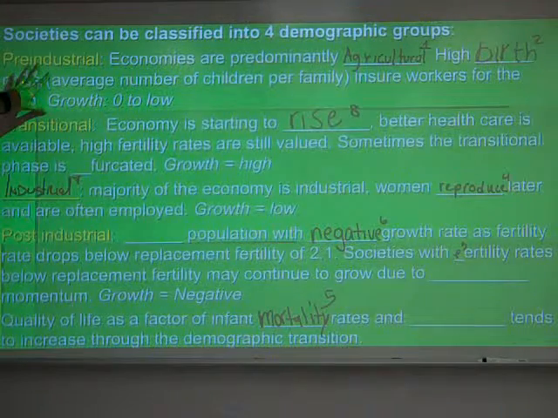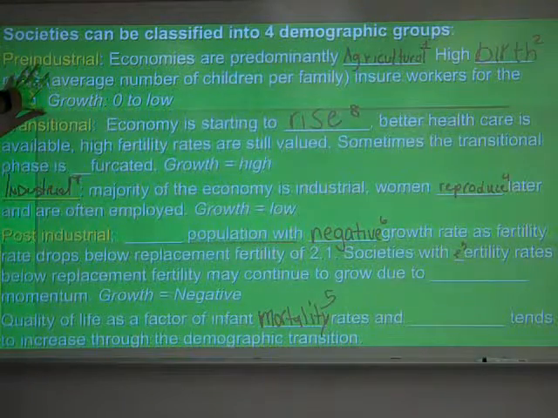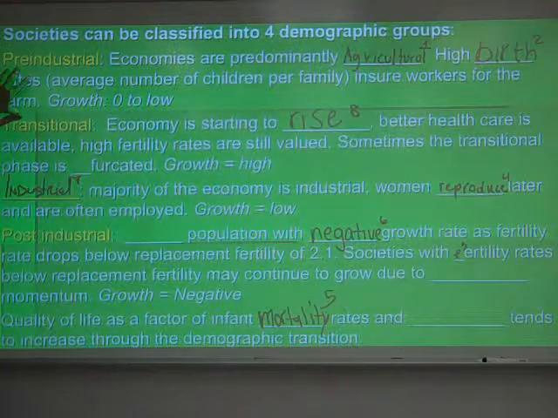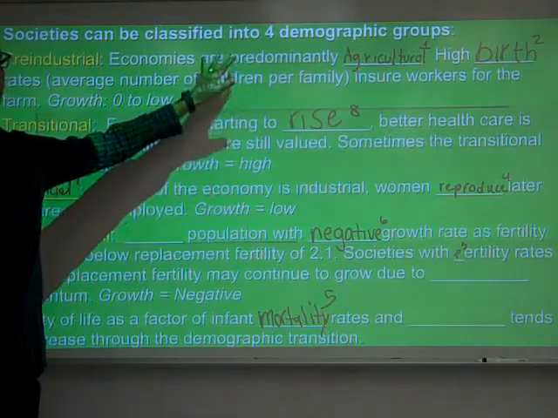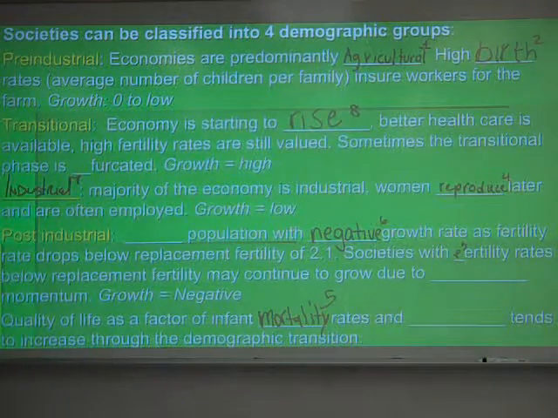So there's still just as much farming going on, it's just fewer people doing it, and larger corporate interests tend to do it when we shift out of the pre-industrial phase. So when I say economies are predominantly agricultural, it means that most of the people in that economy grow their own food to one extent or another.